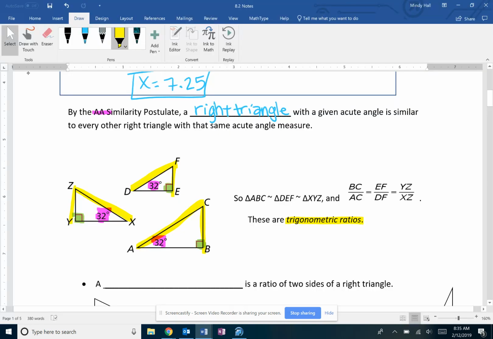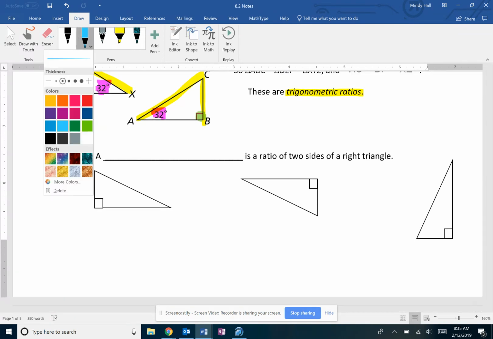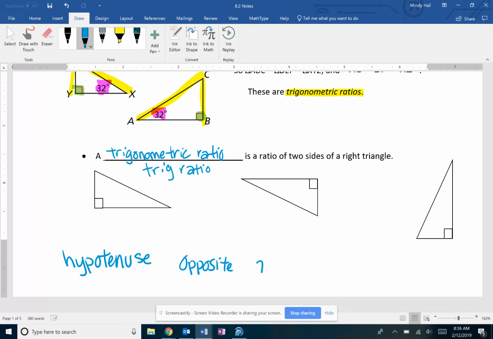So, a trigonometric ratio, or trig ratio, is a ratio of 2 sides of a right triangle. And these ratios are going to change based on which angle you are looking at. So there are 3 side labels, so to speak, that we will have. We'll have hypotenuse, opposite, and adjacent.